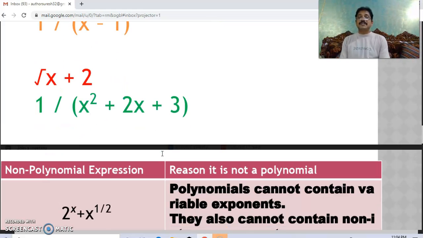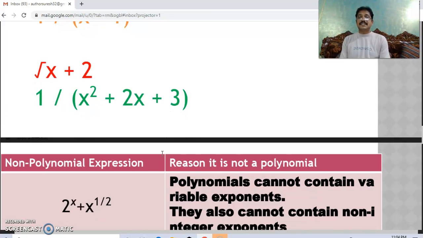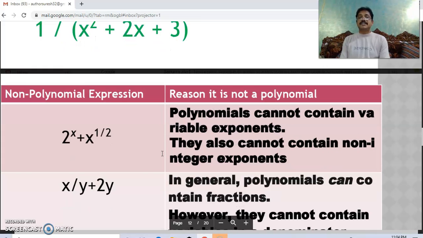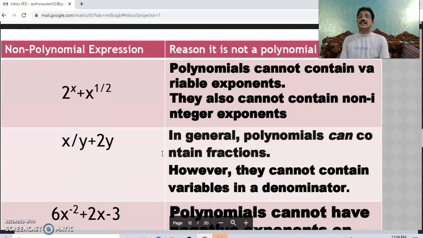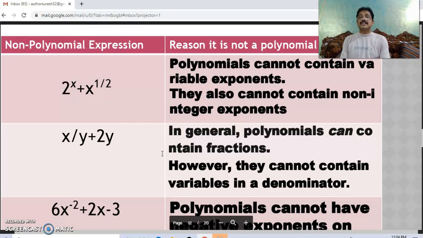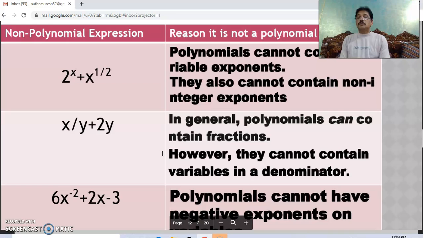These three are algebraic expressions only, but not polynomials. I will discuss them one by one, giving a clear explanation about the expressions which are not polynomials. Now consider 2^x + x^(1/2). Here 2^x has a variable exponent, and x^(1/2) contains a non-integer exponent. When an expression has a variable exponent or a non-integer exponent, it is not a polynomial.